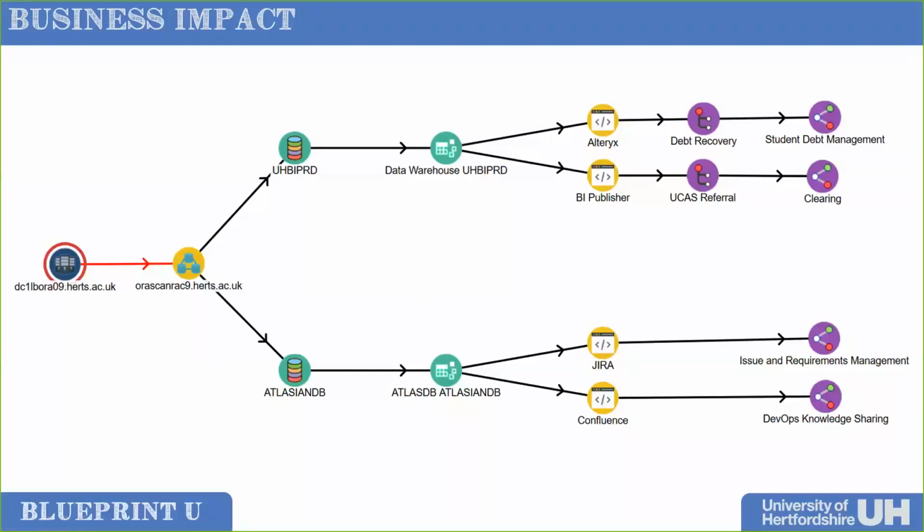a lot of our data flows, BI Publisher, Jira, which we use for managing IT projects, and Confluence, which we currently use for some of our operational documentation. So that particular server had impact on business processes as wide-reaching as student debt management, clearing, issue and requirements management, and some of our DevOps knowledge sharing. So a really wide-ranging impact for one particular piece of kit going down.